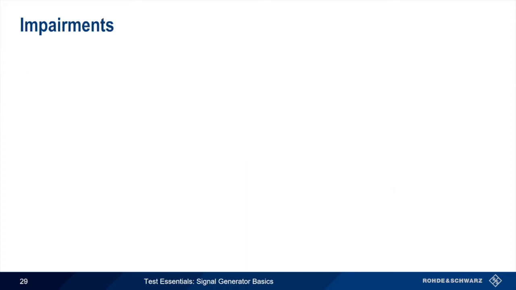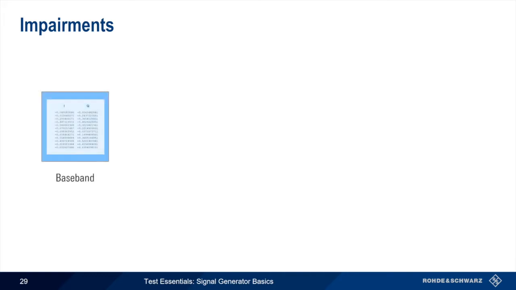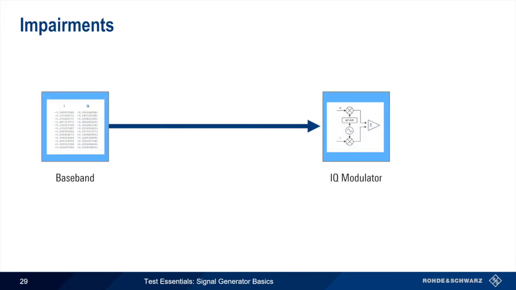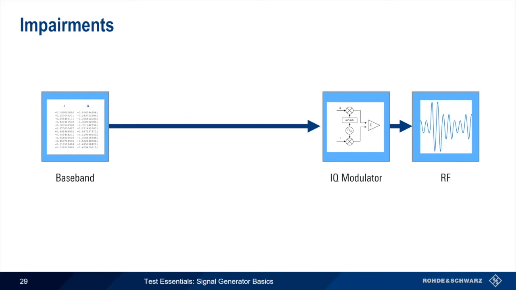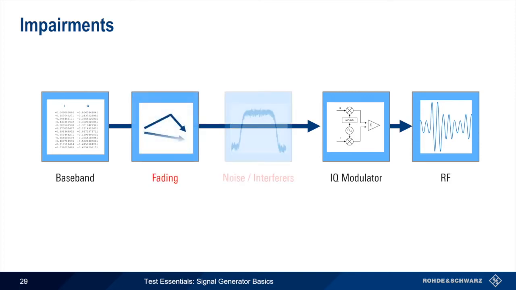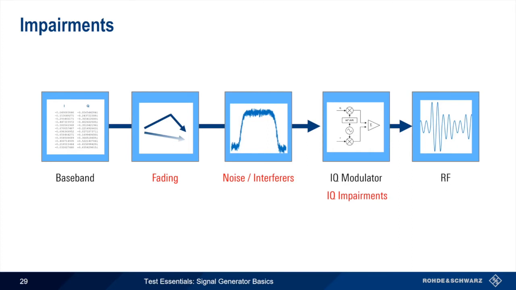The three building blocks of our vector signal generator were the baseband, the IQ modulator, and RF. However, many vector signal generators can also allow the addition of signal impairments in the forms of fading, different types of noise and interferers, and IQ impairments. These different types of impairments emulate the kinds of real-world effects seen in RF systems and applications, and therefore the ability to add definable and controllable impairments is important in the design, test, and debug of radio frequency devices.